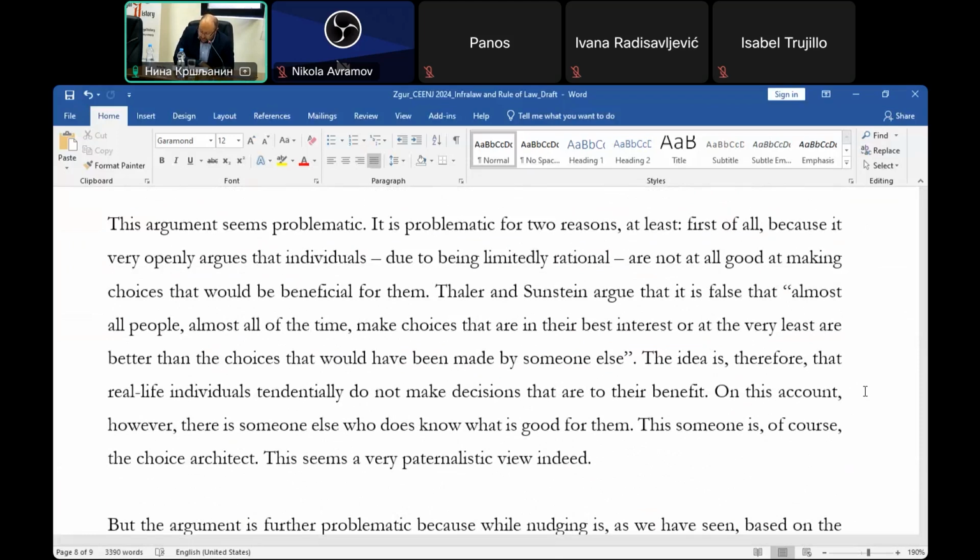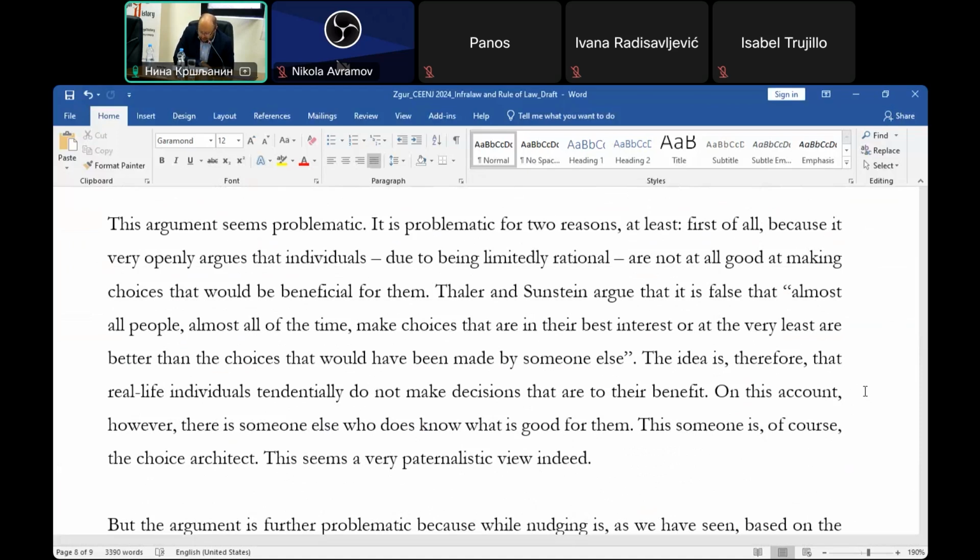Thaler and Sunstein argue that it is false that almost all people, almost all the time, make choices that are in their best interest or, at the very least, better than the choices that would have been made by someone else. So the idea is that real-life individuals tendentially do not make decisions that are in their benefit. On this account, however, there is someone else who does know what is good for them. This someone is, of course, the choice architect.